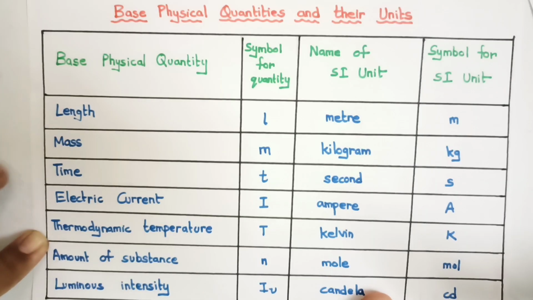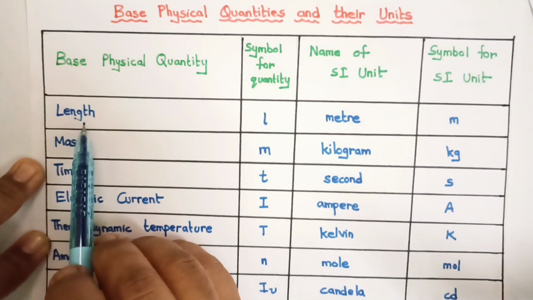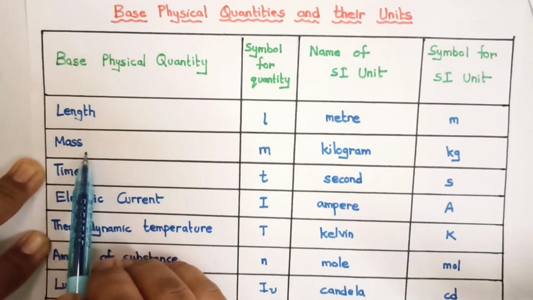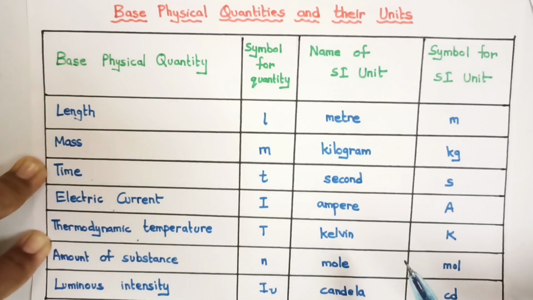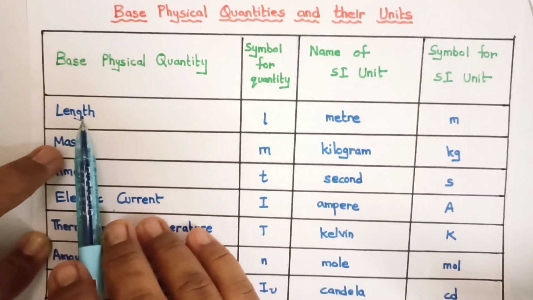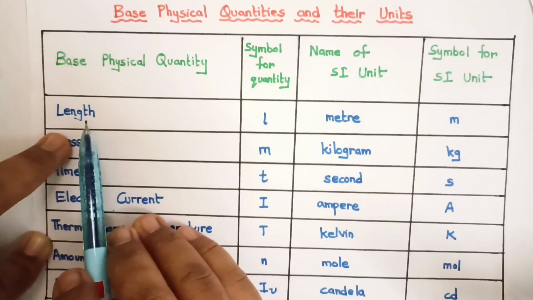Students, these are the 7 base physical quantities. What are those 7 base physical quantities? Length, mass, time, electric current, thermodynamic temperature, amount of substance and luminous intensity. That means if you know the units of these 7 base physical quantities, the units of all the remaining physical quantities you can derive. Now let us see the symbols for the 7 base physical quantities.